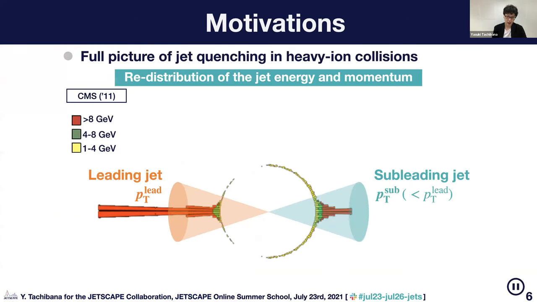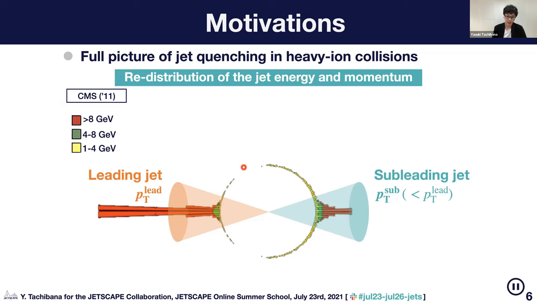Okay, so I'd like to give the motivation of the study, including medium response here. One big motivation is that we would like to have a full picture of jet quenching in heavy ion collisions. Jet quenching is a phenomenon of redistribution of the jet energy and momentum via interaction with the medium.